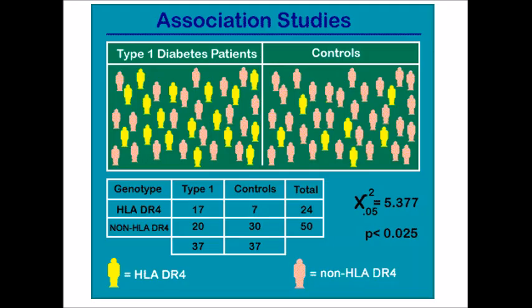So here's an example of a simple association study. We have a hypothesis that type 1 diabetes is an autoimmune phenomenon. So we look at the type 1 diabetes patients as to whether they have a certain variant in the HLA system, and indeed they do. The DR4 is more common. It's statistically significant, so we say that HLA DR4 is associated with diabetes.